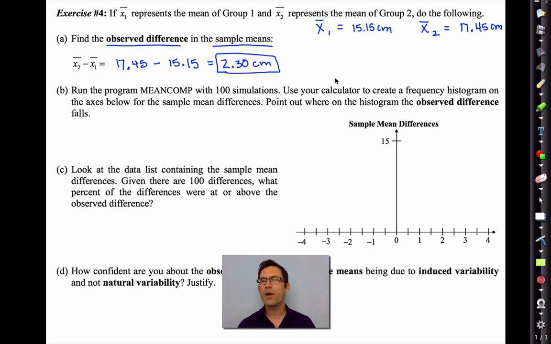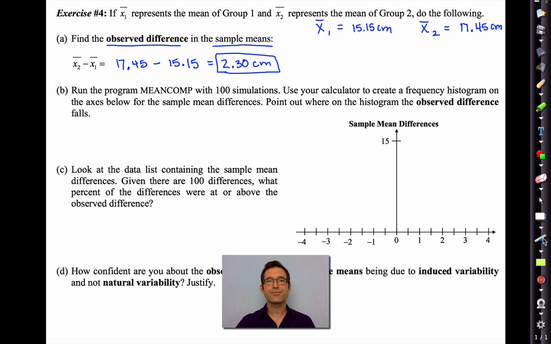Okay? And we're going to ask a very simple question. When all we're looking at is natural variability, how often does a difference of 2.3 centimeters come up? If it comes up fairly frequently, then we can say that probably the variability in those two means was due to just natural variability. And if it doesn't come up almost at all, then maybe we can say it's due to induced variability. All right? So I'm going to clear this text out. I'll write it down again when we pop back in here.